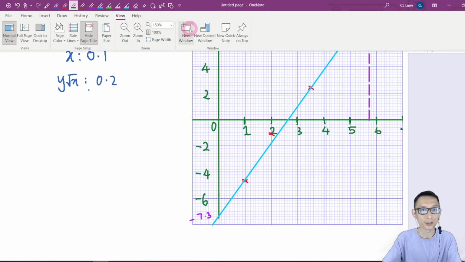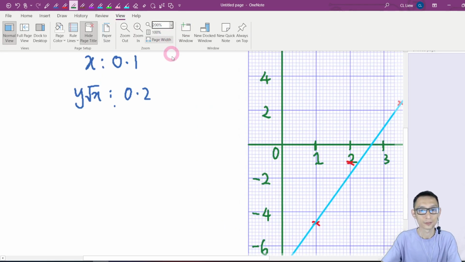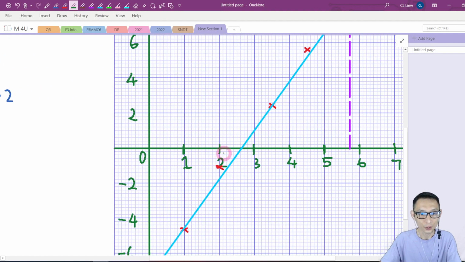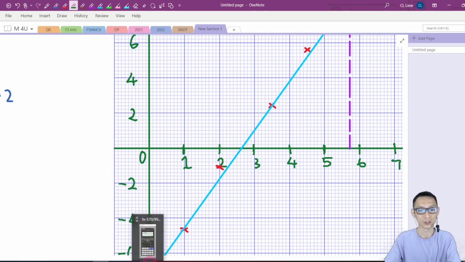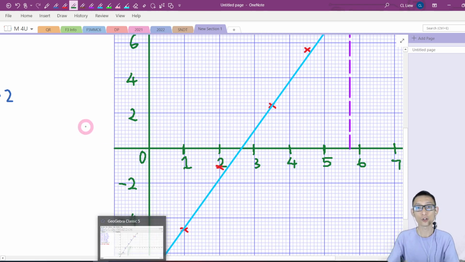Okay, let me make it better, larger. Now this one, 1, 2, 3, 4, 5. So 5.6, right? So I just roughly plot between the 5th and the 6th small grid. So around 5.6, around 5.5. It's okay. It's very hard for us to get 5.6 just by our naked eye. Okay, so this is the idea.